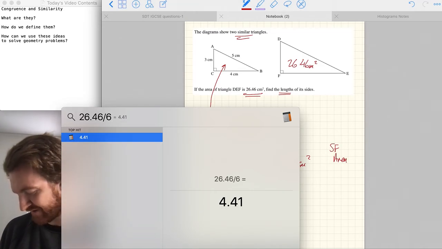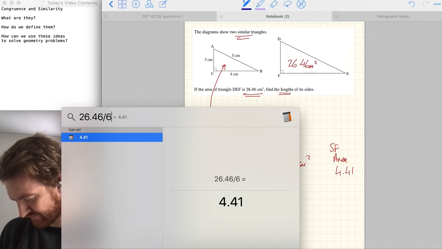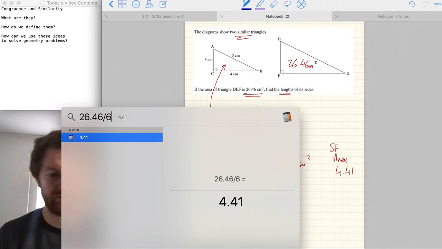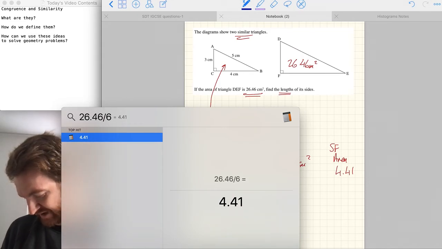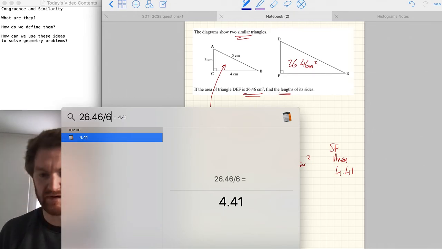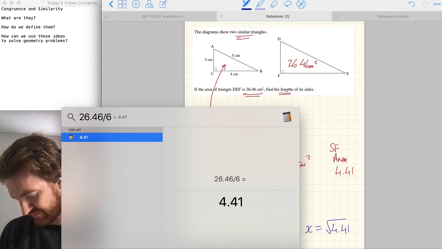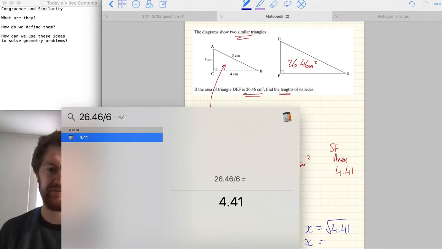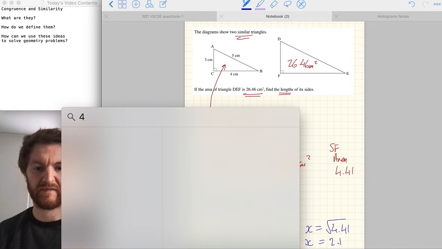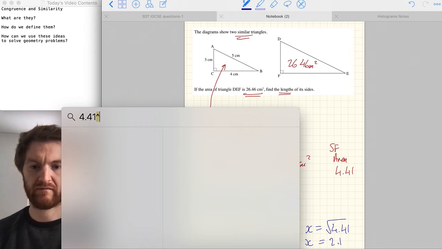But we want to know the scale factor of the lengths. So we know that we must have timesed something by itself, so something squared is equal to 4.41. So all we need to do is say x is going to be the square root of 4.41. And that gives you 2.1.